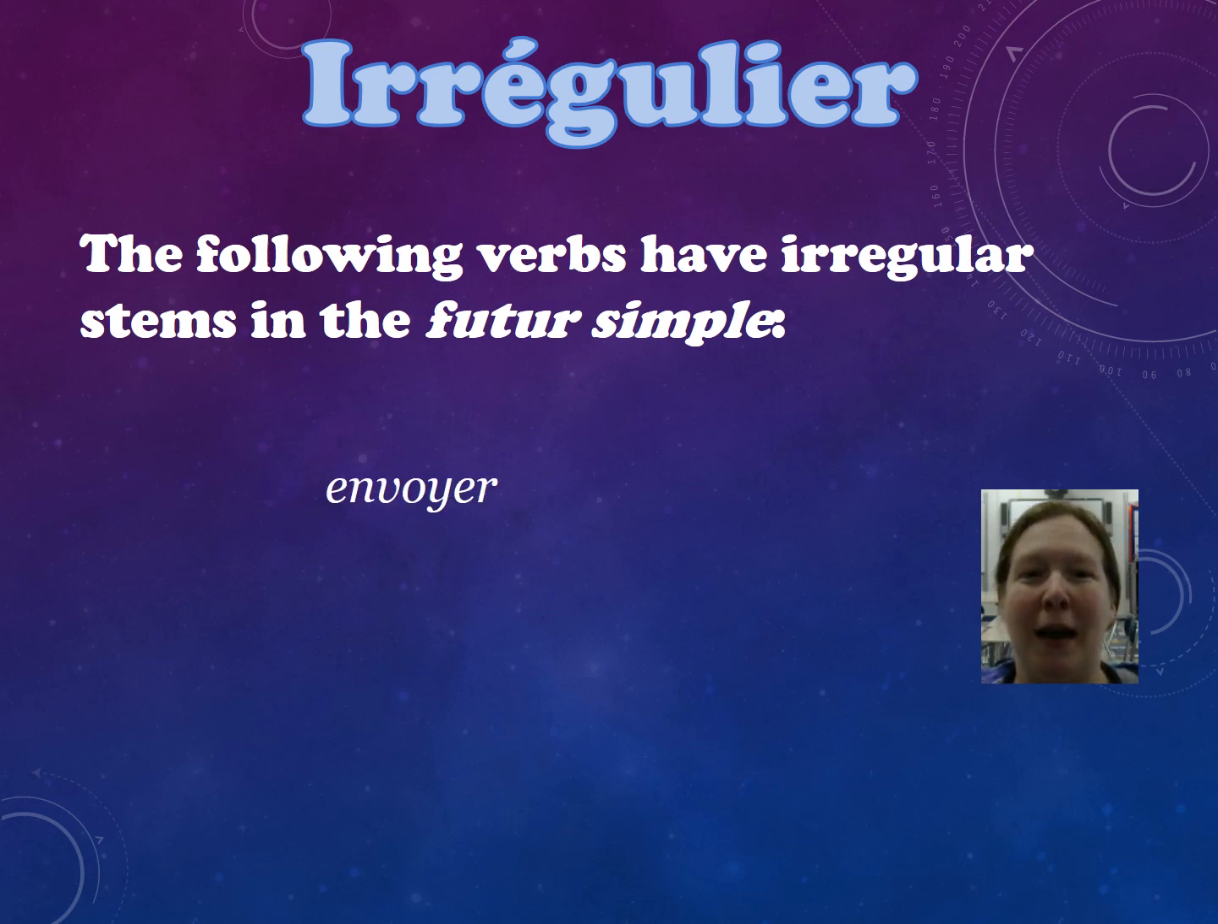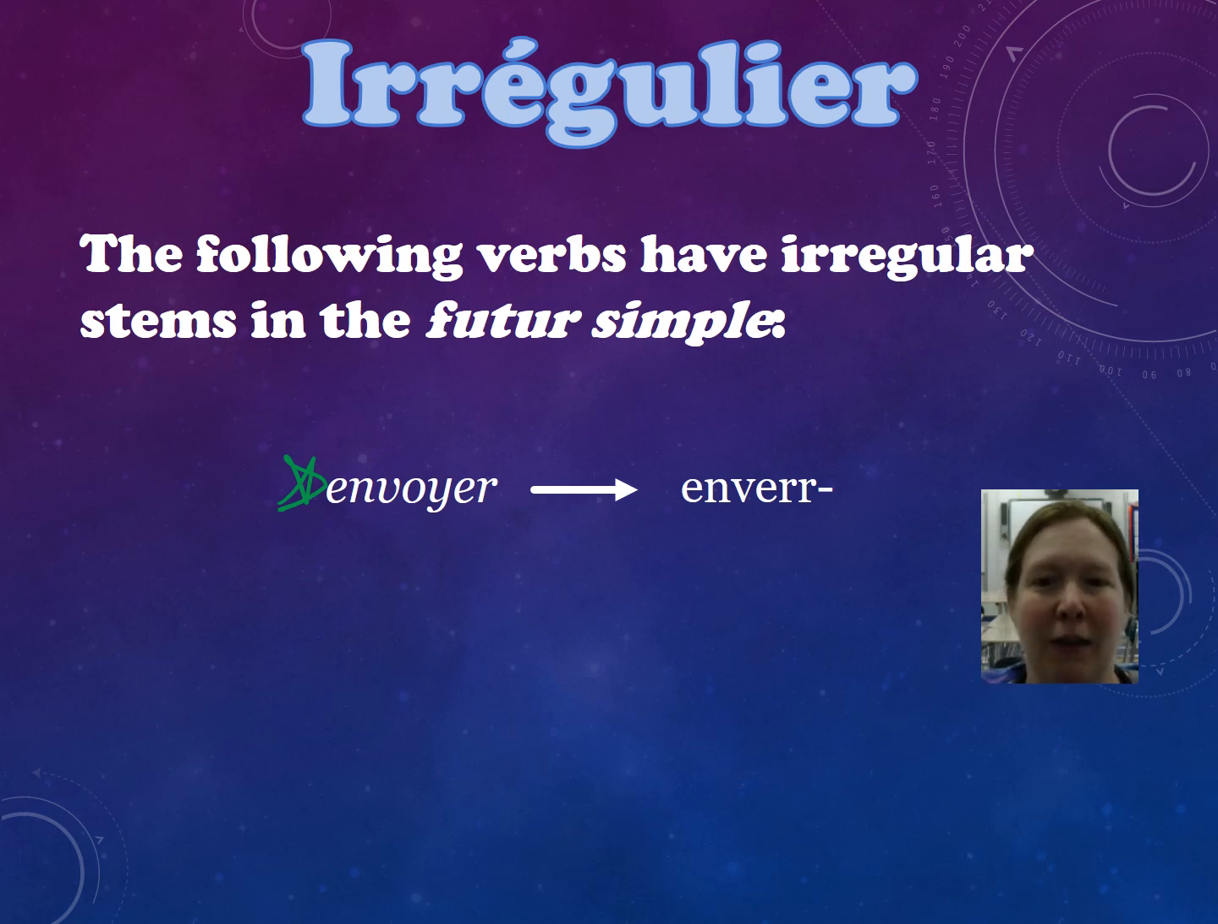More irregular stems. We have envoyer, which is enverr. And this is one I would put a star next to it because it's so weird. In every other tense, it's regular. It's a YER verb. You change the Y to I, no big deal. But for some reason in the future, it has this irregular stem. So this is one where it's really easy to make mistakes because it looks like it just ought to be a YER verb, but it actually has a completely irregular future stem.